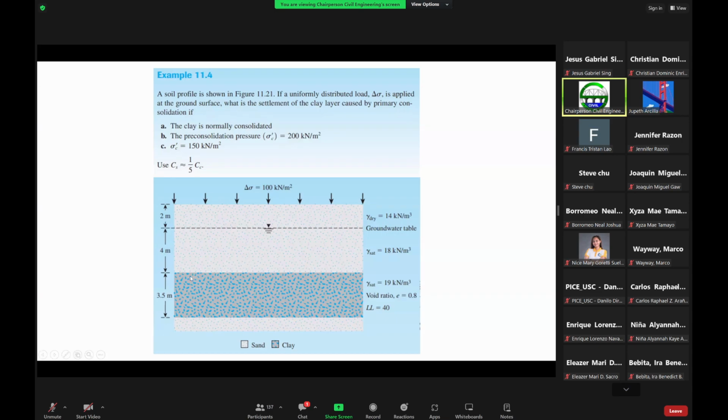And then the depth of the clay layer is about 3.5 meters with a saturated unit weight of 19 kilonewtons. Sorry, this is kilonewtons per cubic meter rather, not kilopascals. That's 19 kilonewtons per cubic meter, since this sand and clay layers are below the groundwater table. And then the clay layer has a void ratio of 0.8, probably your initial void ratio, e sub o, and then a liquid limit of 40.